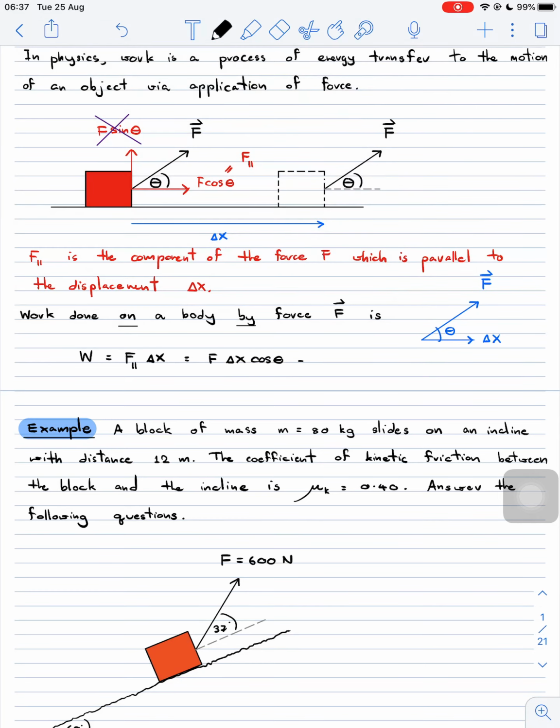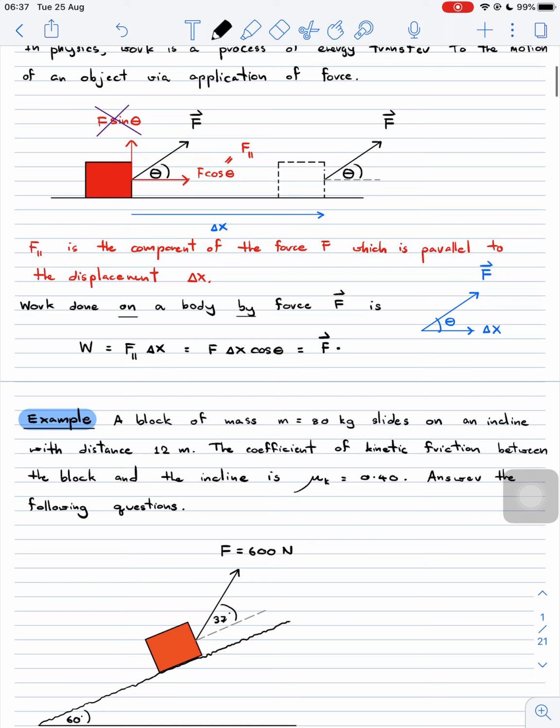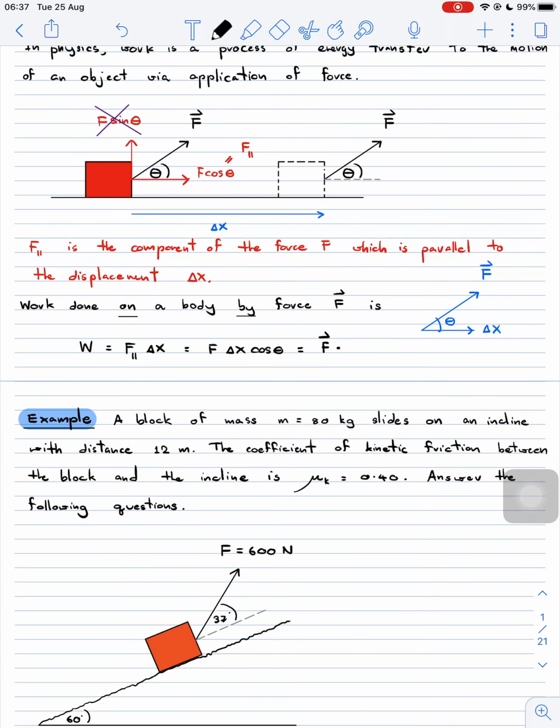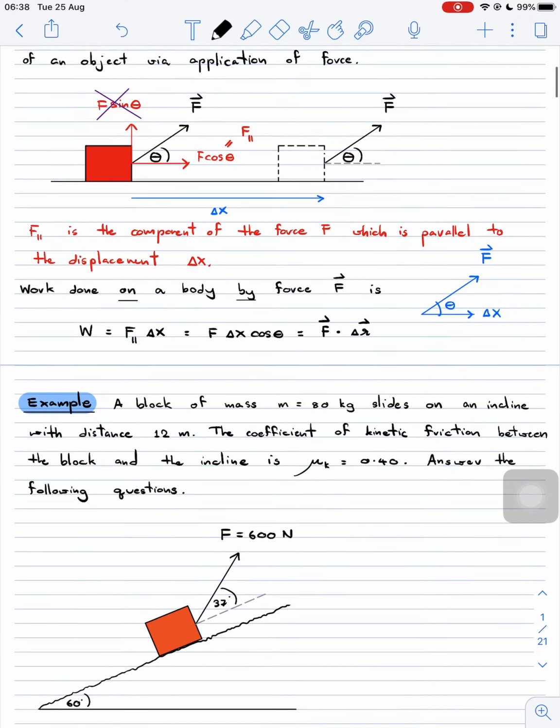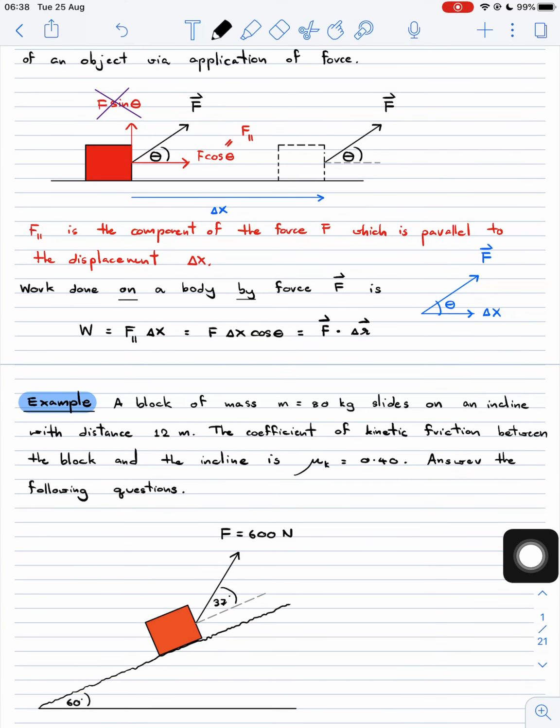Then it's going to be equal to the vector F dot the displacement. In the general case for three-dimensional motion, let's say that we use delta vector r here for the displacement. So this can be the definition of the work done.